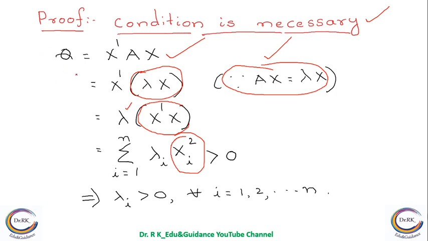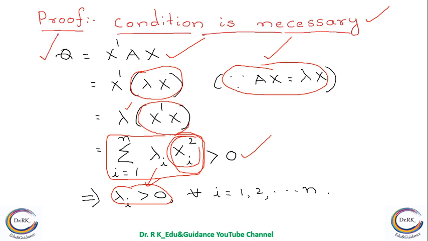Because it is positive definite. We know the definition of positive definite, where Q is always greater than 0. Q is nothing but this expression, summation lambda i into xi square, greater than 0. This is always positive because it is x1 square plus x2 square plus so on. So obviously lambda i is greater than 0. That means whenever this Q is positive definite, all eigenvalues are consistently positive, that is greater than 0 always. This is the necessary condition.